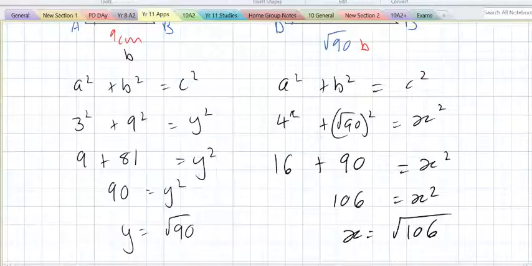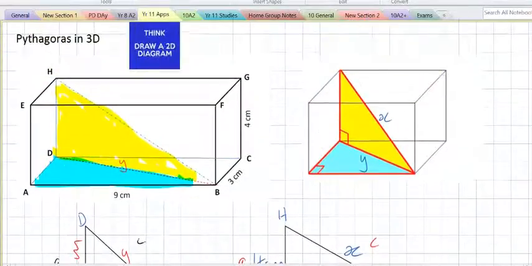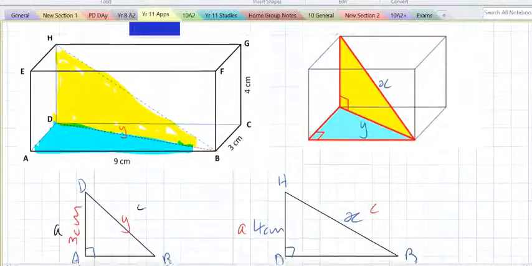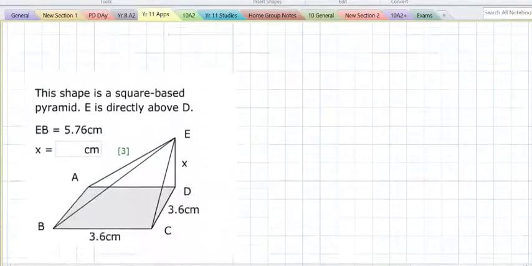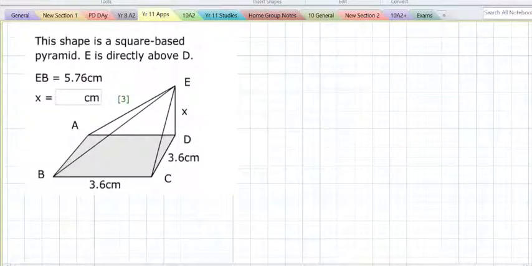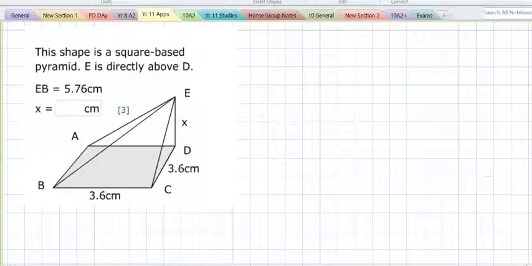One more example. Any questions on that? On where we got the triangles from, or how we use Pythagoras? Lovely. Alright, can you all have a go at that one then? In your notebook. I'll go through the answer in a second. Note that it gives you EB. EB is 5.76 and it wants x, which is the height of ED.